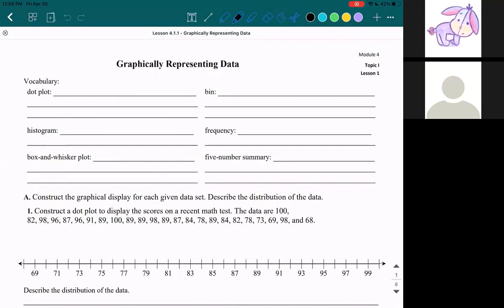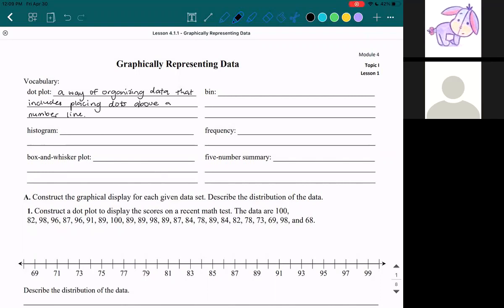Our first vocabulary word is dot plot. A dot plot is a way of organizing data that includes placing dots above a number line. Okay, so you're going to see what this looks like later on, of course, but for now, this is just my way of putting it into words, okay?